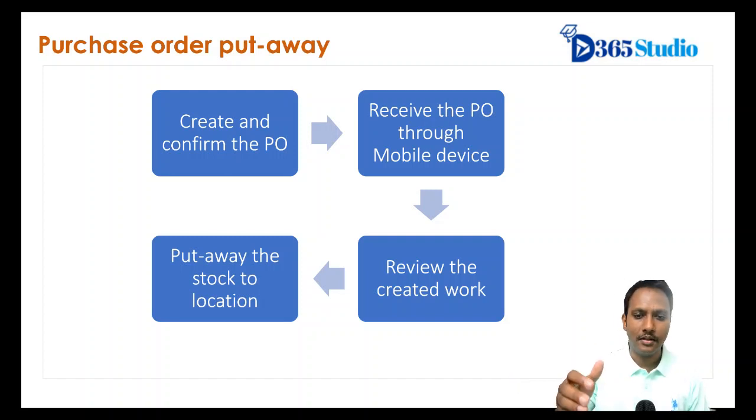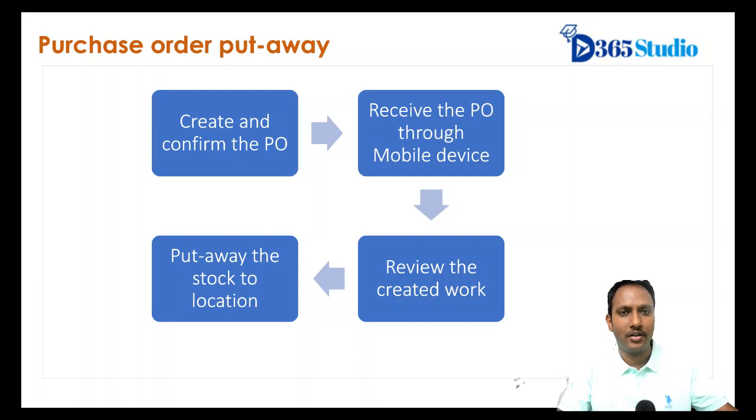So we'll review the work that is created. I'm sorry, I missed this step. After the PO receipt is completed through the mobile device, we will review the created work. Work is something where a warehouse worker has to pick the items from a particular location and then put it at a different location. That is typically called a work. So we will review that work that is created by the system and then complete the put away process. So that is the only difference. Let us now get started with this.